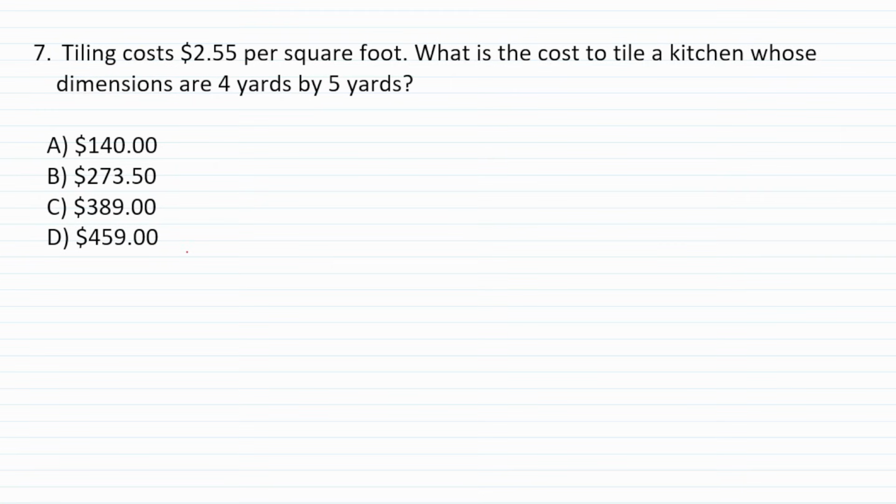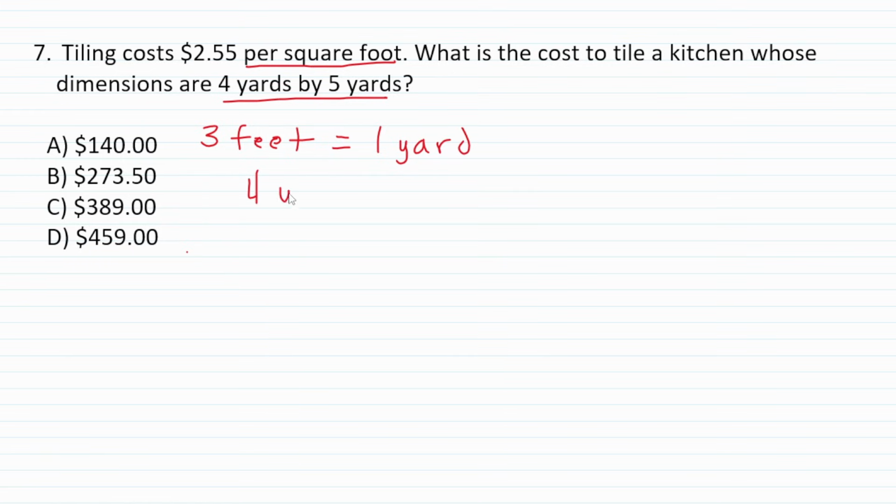Number 7 says tiling costs $2.55 per square foot. What is the cost to tile a kitchen whose dimensions are 4 yards by 5 yards? Well, right away, you should see that we're given something in terms of feet and something in terms of yards again. So right away, we want to make a conversion. Specifically, in this case, we want to convert our yards to be in terms of feet. Again, there are 3 feet in every yard.